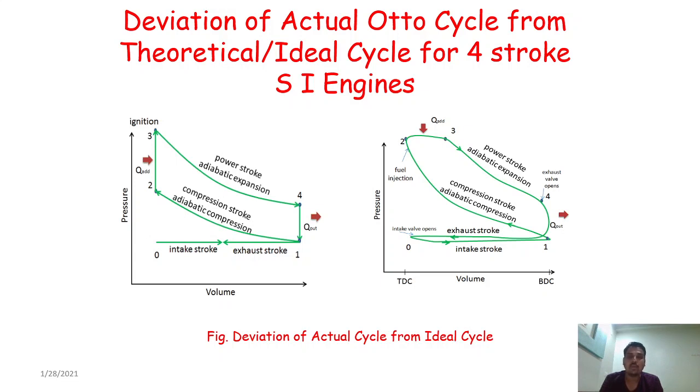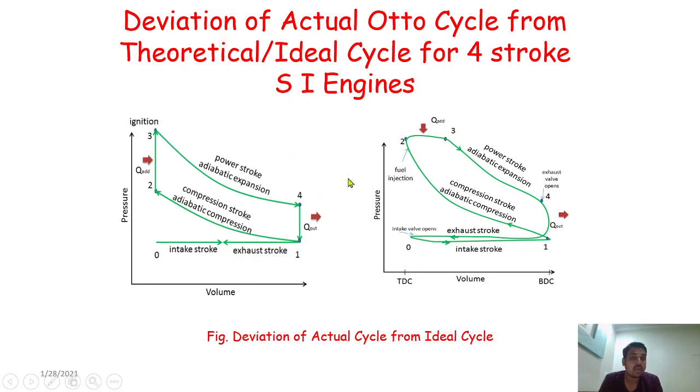When we talk about the Otto cycle, which is a theoretical cycle for all petrol engines or all SI engines, today we are going to understand the deviation of the actual Otto cycle from the theoretical or ideal cycle for a 4-stroke SI engine. The Otto cycle we discussed in the last lecture is a theoretical cycle invented by Nicholas Otto, and it is a theoretical basis for all petrol engines.